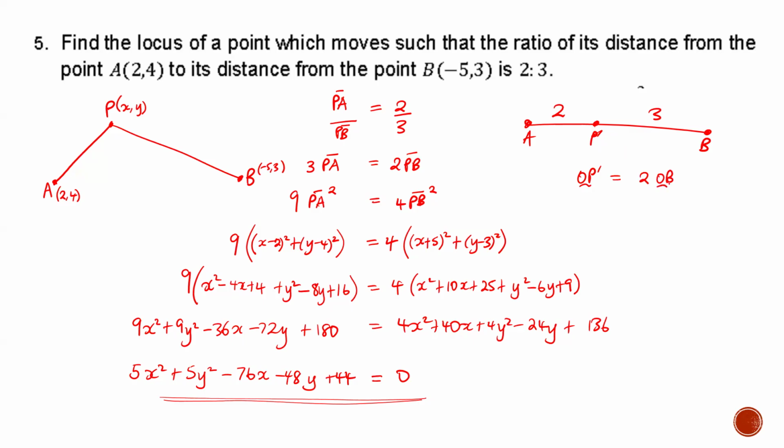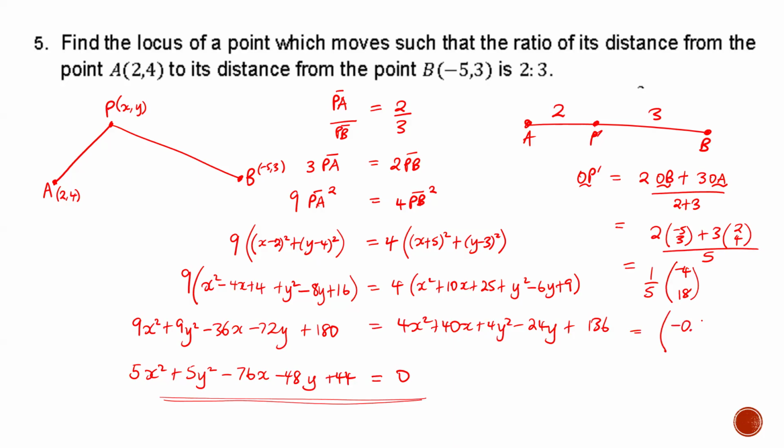This would be twice the position vector of B plus thrice the position vector of A, divided by 2 plus 3. Now, when you work this out, you'll have 2 times negative 5, 3 plus 3 times 2, 4, all out of 5. So we're going to have 1 out of 5. When you simplify that, you have negative 4, 18. And so the point P actually lies at negative 0.8, 3.6.